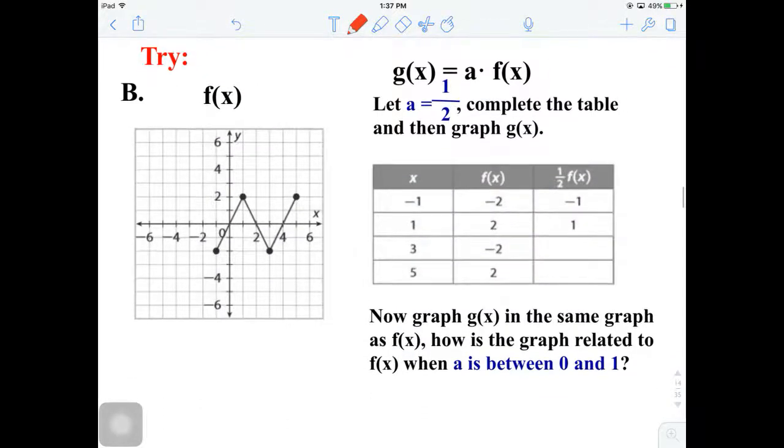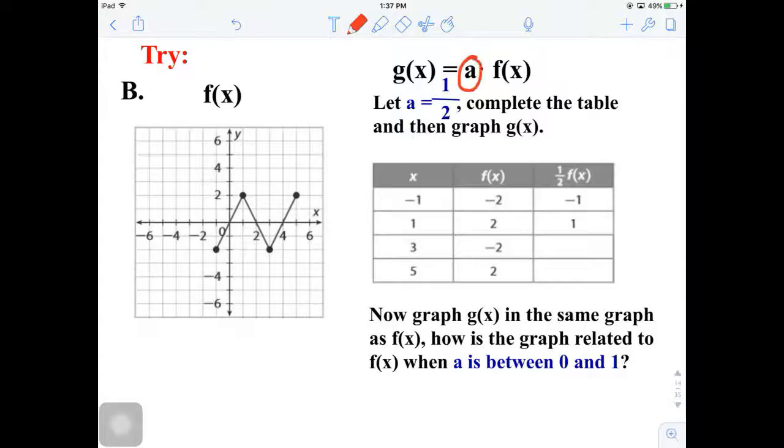Next, we're going to take a look at when the number is not greater than 1. So a equals 1/2 in this case, which is smaller than 1. And if we look at that, we are going to see that when we multiply the function f of x by 1/2, it is going to give us half of negative 2. So we're going to multiply everything by 1/2 here and see what happens.